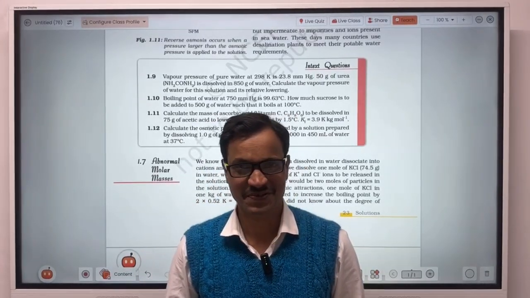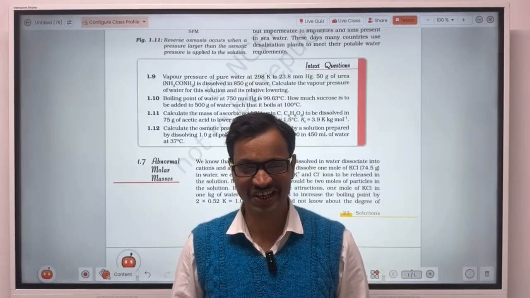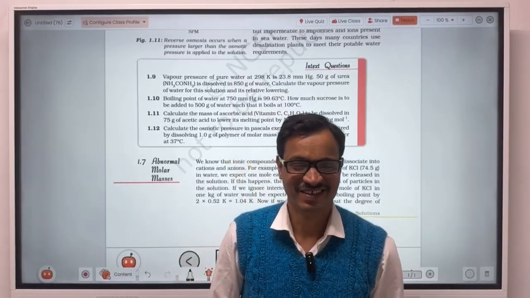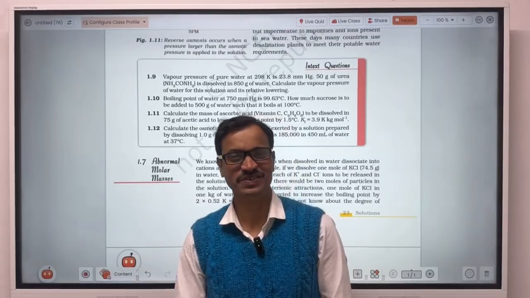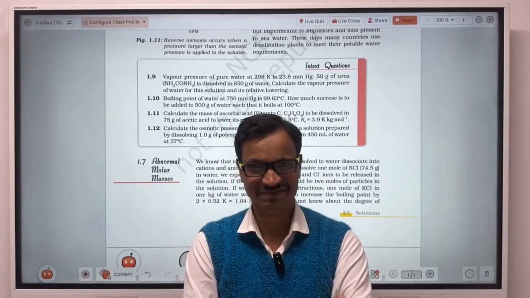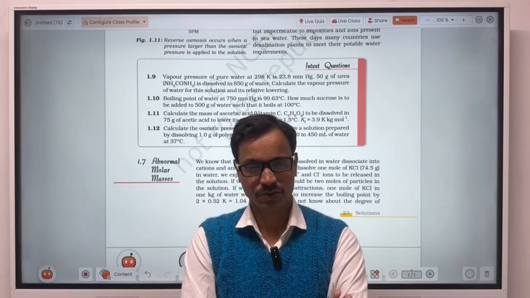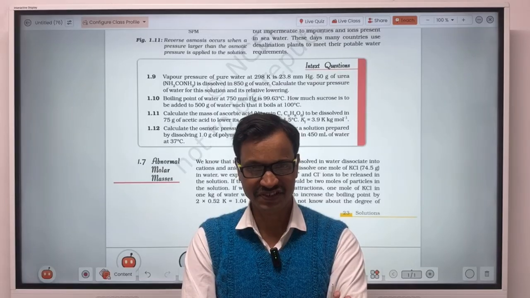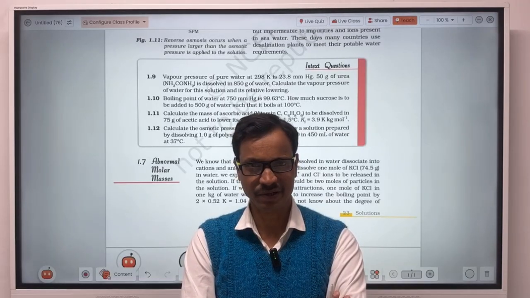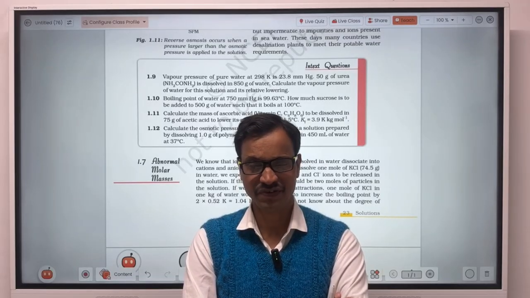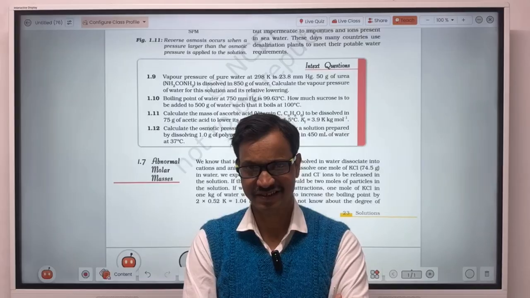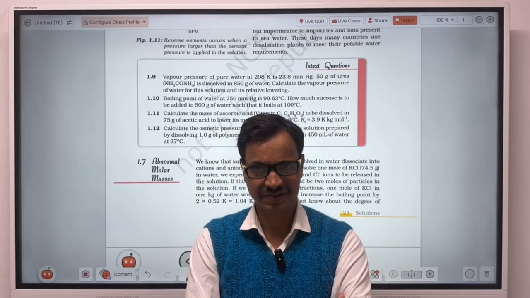In the previous video, we discussed colligative properties. I hope all of you already know what colligative properties are, even though I am just giving it in short. Colligative properties are those properties of the solution which only depend on the relative number of moles of solute particles and do not depend on the nature of solute or solvent particles.